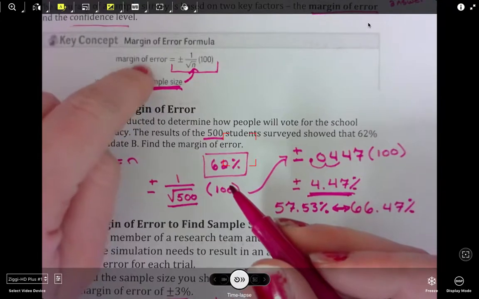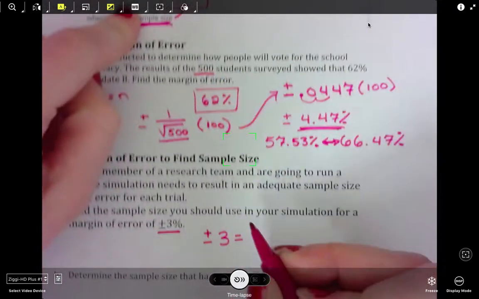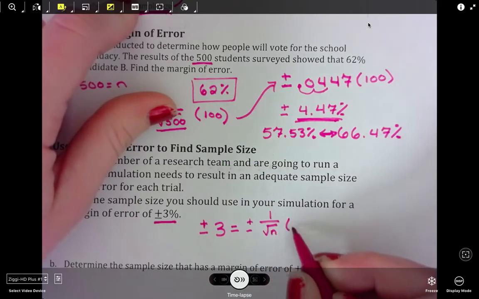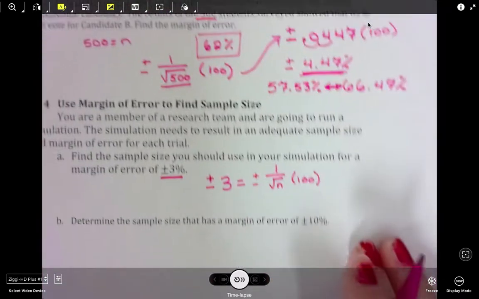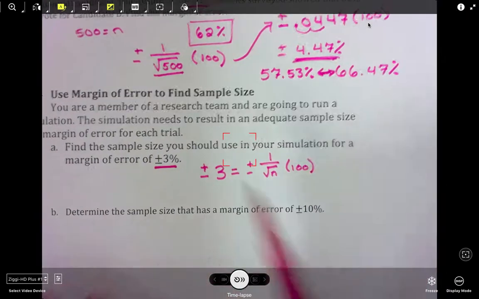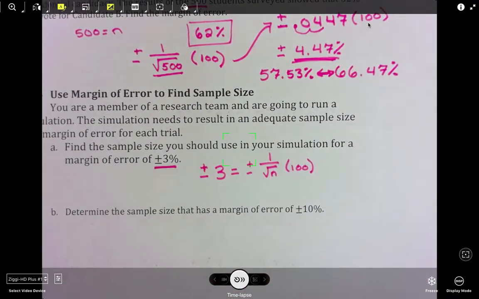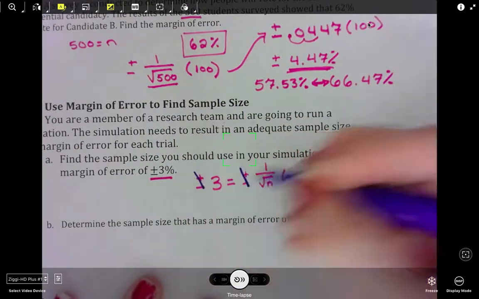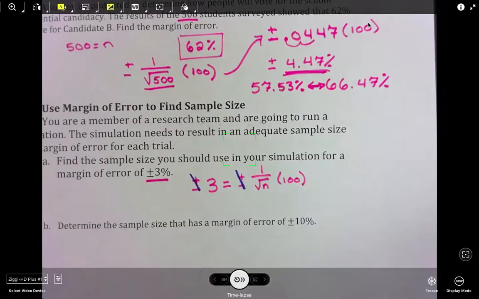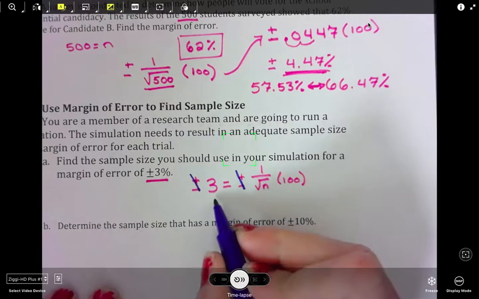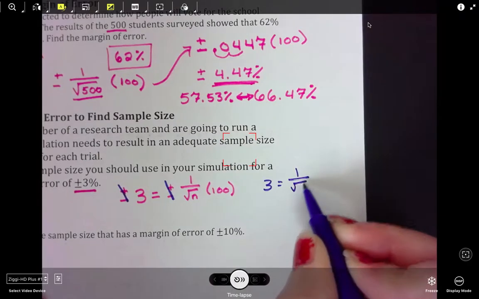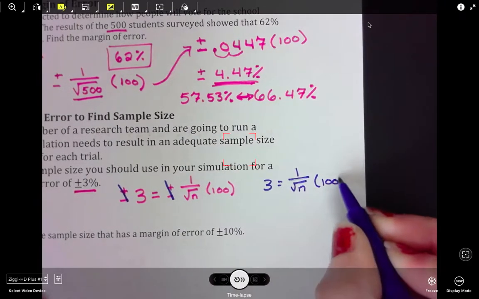My margin of error was plus and minus 3. I want that equal to positive and negative 1 over the square root of n times 100. Okay, so this is my equation. I just set that equal to plus and minus 3, and then I manipulate this equation a little bit. Positive and negative 3, since it's on both sides, I'm just going to cancel those out because they really don't matter in this case. So I can just deal with 3 equals 1 over the square root of n times 100.